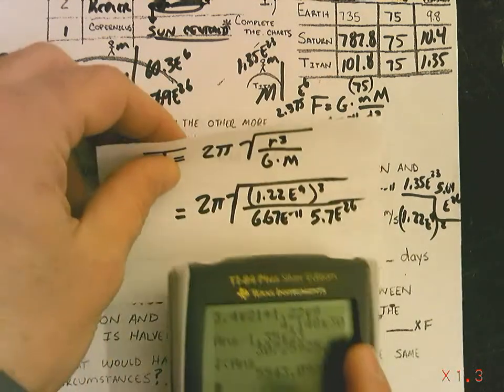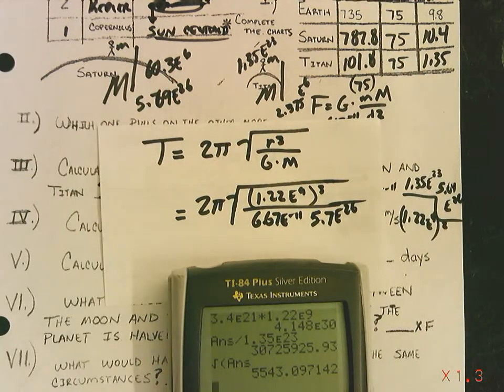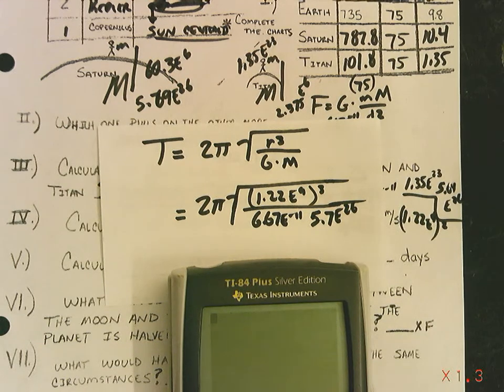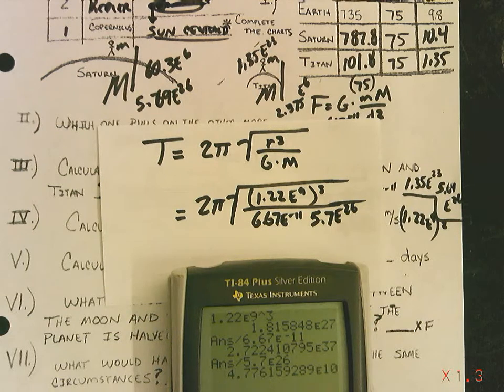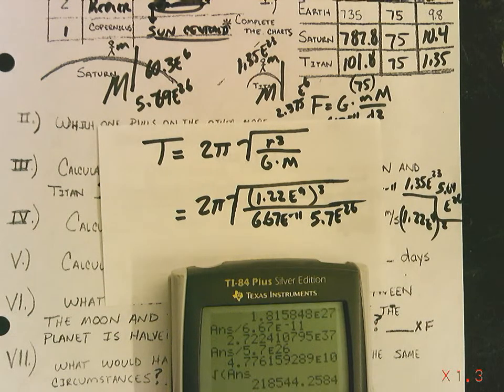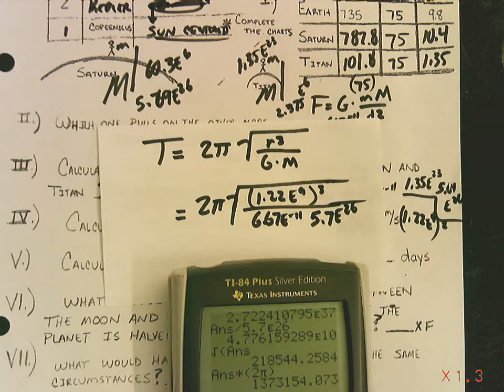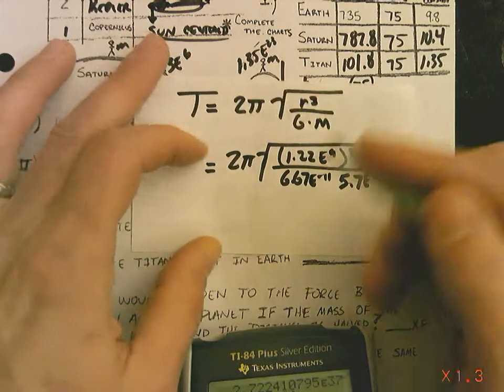So we get something that looks like this. We'll do everything in the square root first. So we'll hit 1.22 e to the 9, and then we'll cube that, and we'll divide by big G. Then I'll divide by 5.7 e to the 26, and I'll square root it all, and then I'll multiply by quantity 2 pi. And I get this incredibly large number of seconds.